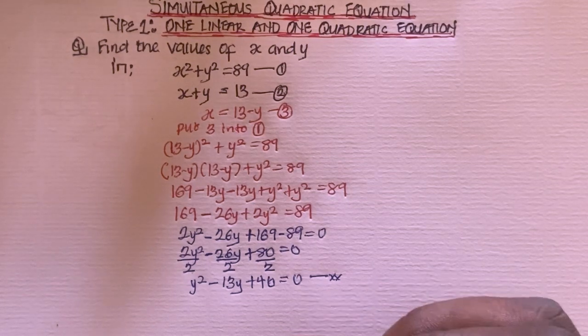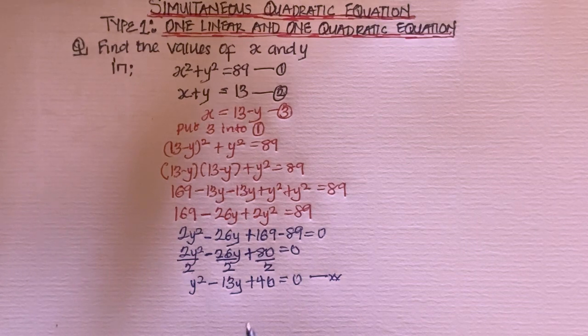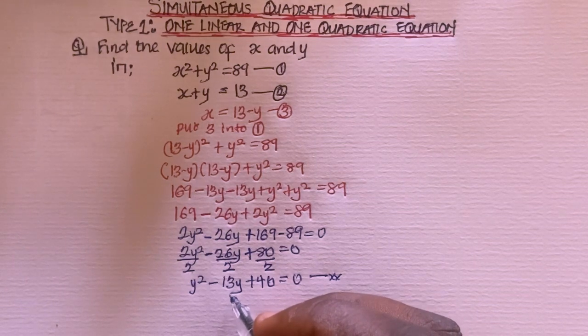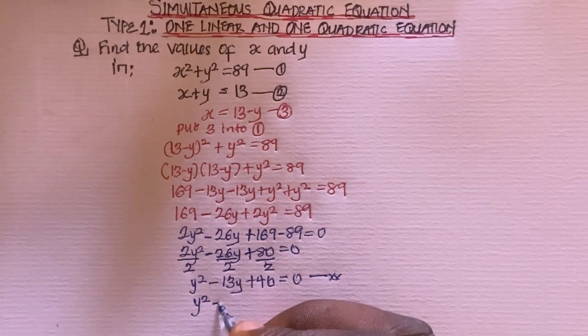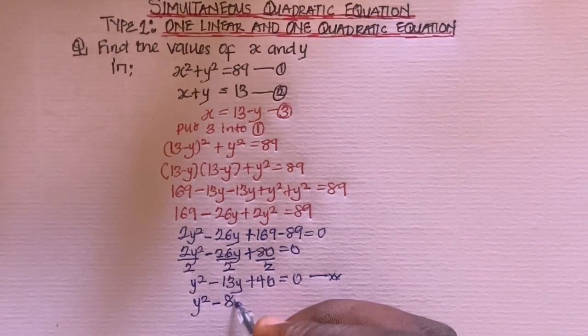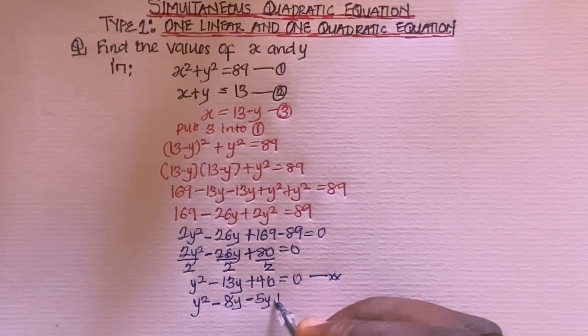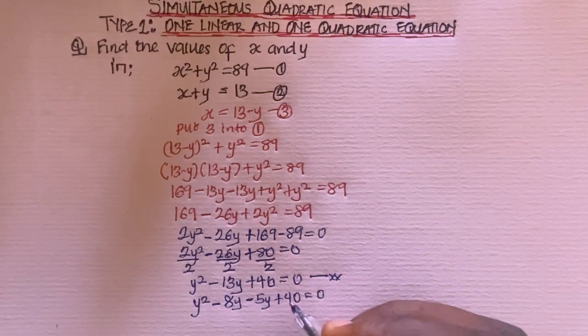This quadratic expression, I can solve using the factorization method, because if I look at this very well, I will just find the product of the roots and also the sum of the roots. The product and sum of the roots in this case will be 8 and 5, that is, minus 8 and minus 5. So here I'm going to have y squared minus 8y minus 5y plus 40 equals 0. Minus 8 multiplied by minus 5 is actually plus 40.